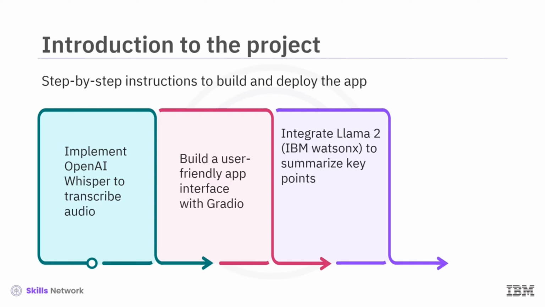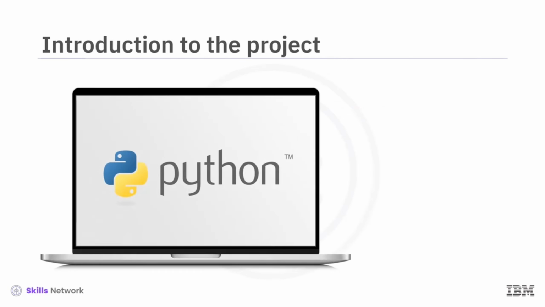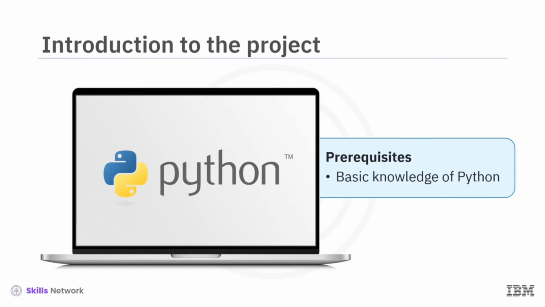IBM Watson X provides various generative AI models, including Llama 2. You will learn to create a Python script to generate text using the model and some key parameters influencing the model's output. Finally, you will learn to deploy the application online using IBM Code Engine, a serverless platform for running applications in the cloud. For the project, you'll utilize Python to code different activities, so you should have a basic knowledge of the programming language. Let's view the demo of the app you'll develop in this project.